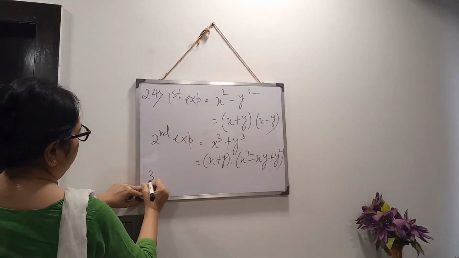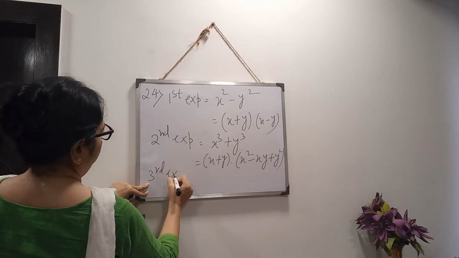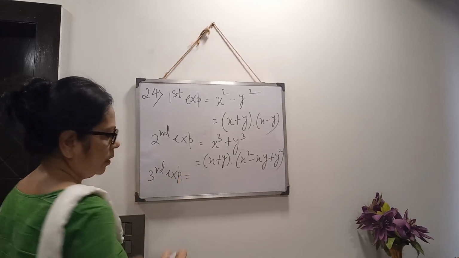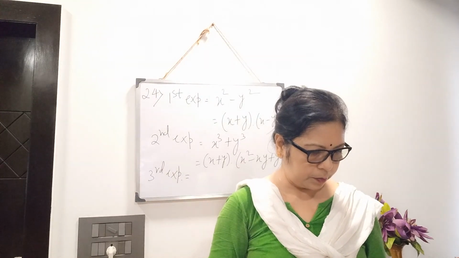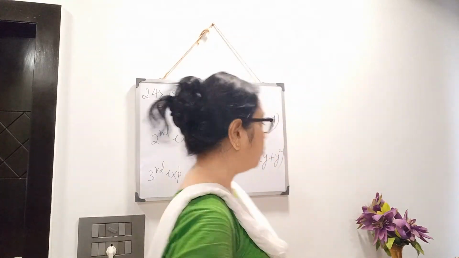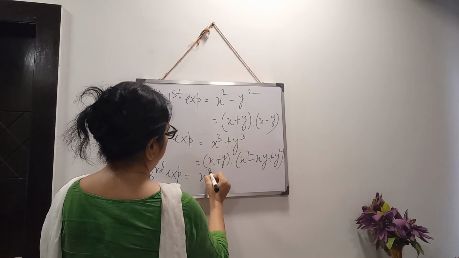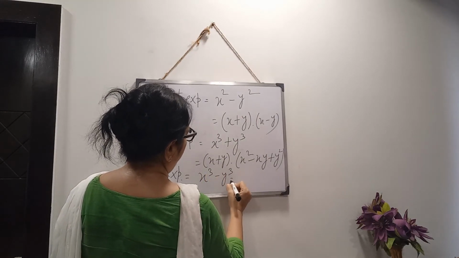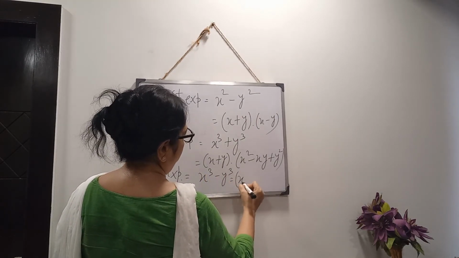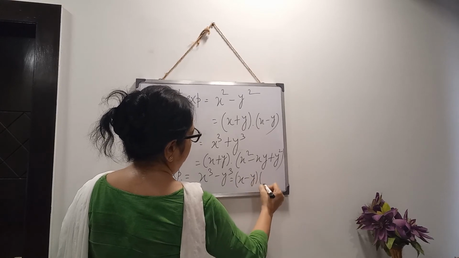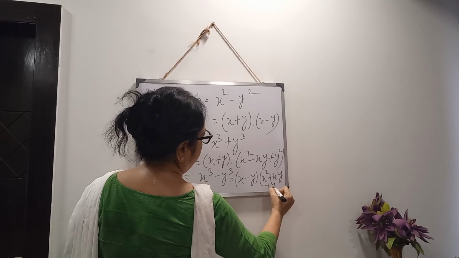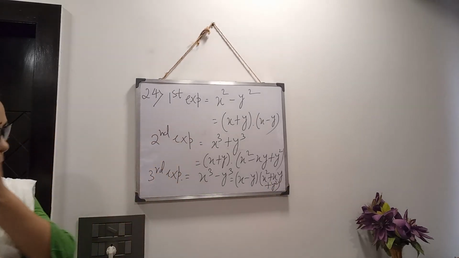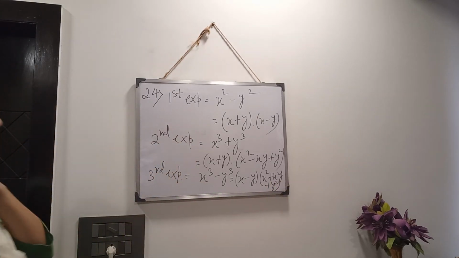Clear? Then third expression, third expression number 24, x cube minus y cube. Again formula, a cube minus b cube, a minus b into a square plus ab plus b square. Clear? Now we have to calculate HCF and LCM.